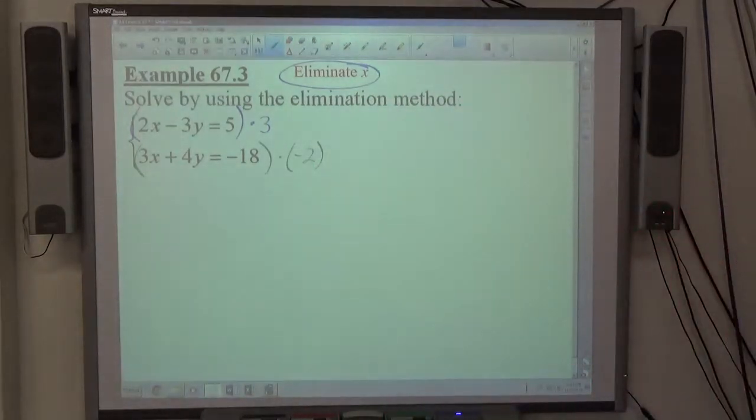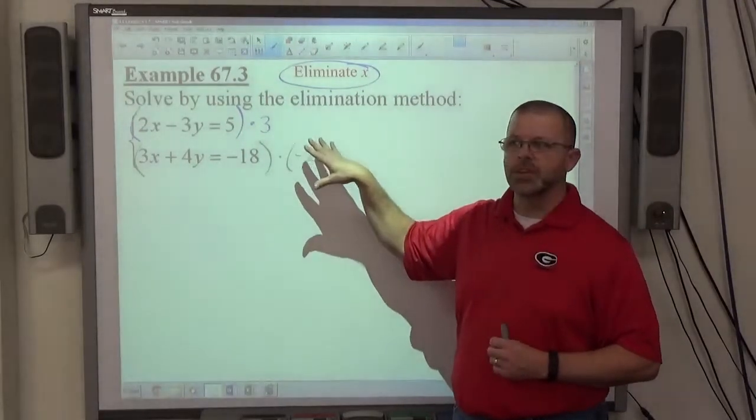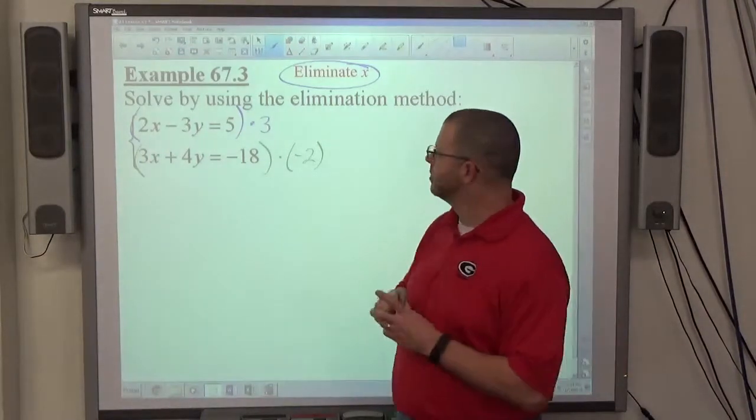Okay? The top equation will get a positive 6x. The bottom equation now will get a negative 6x. So again, that's my goal in this step. And the only step you really have to think a whole lot about is this one step. I want these to be the same but opposite. What do I need to multiply to make that happen?